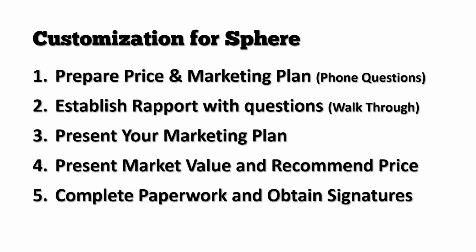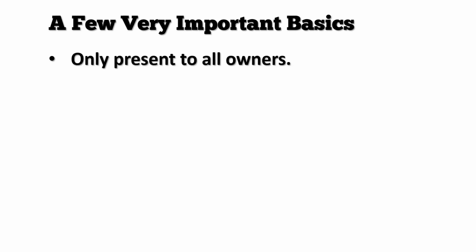But as we wrap up and as we get into listing presentation, I want to remind you of some very important basics. I mean, these are not only important, these are critical. Number 1, only present to all the owners. You can't present to the husband without the wife because you need the wife's signature. If you present completely to the husband, he tries to tell the wife what to do. She has a friend who's in real estate. You're screwed.